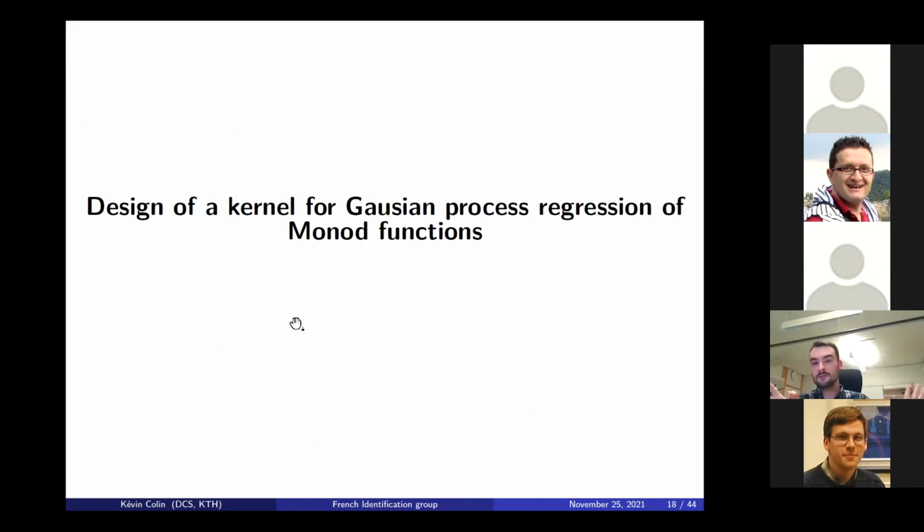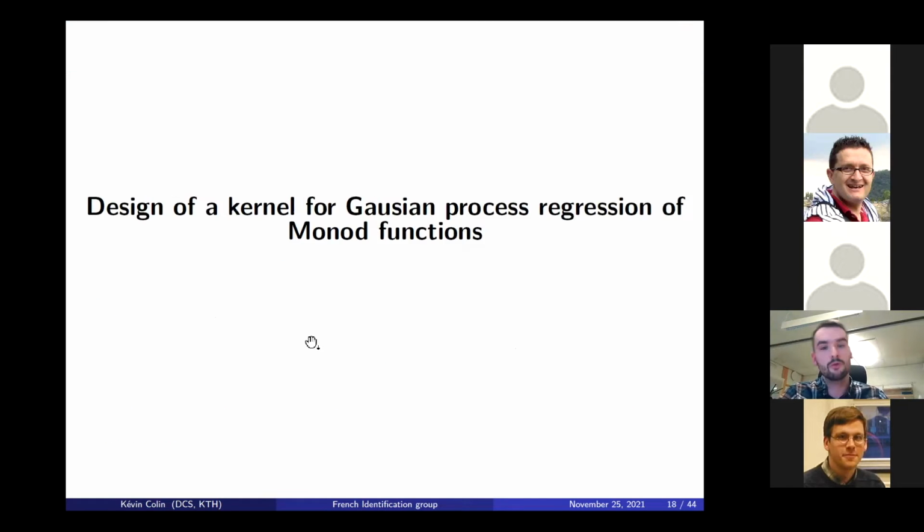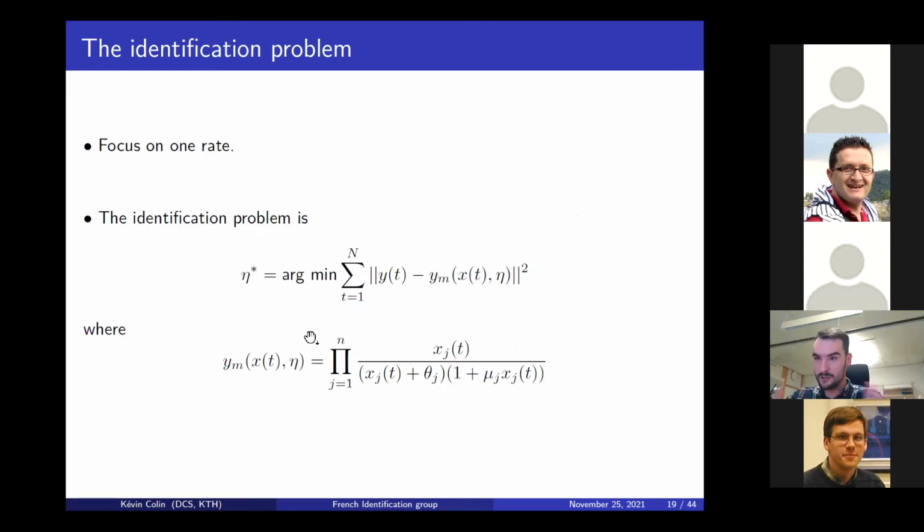Okay, so if you haven't understood a lot of things here, it's okay, there's no problem, because from now on we are going to focus more on the modeling method. So if you really didn't understand all the biological parts, it's okay, you can start following the presentation now, because basically the problem we want to solve is this one. If we focus only on one rate, we simplify the presentation by focusing only on one rate. And so the identification problem we want to solve is this one, by computing the parameter eta star, which minimizes the modeling error here.